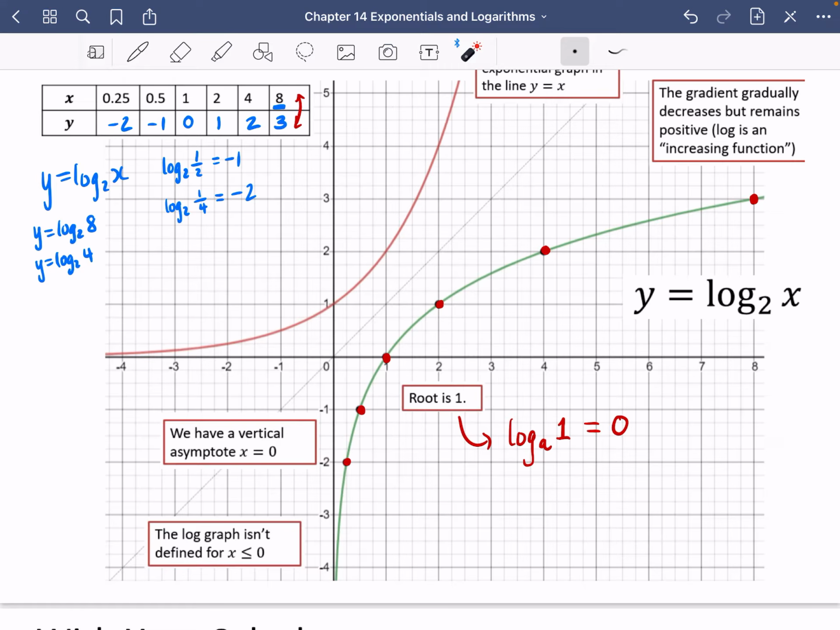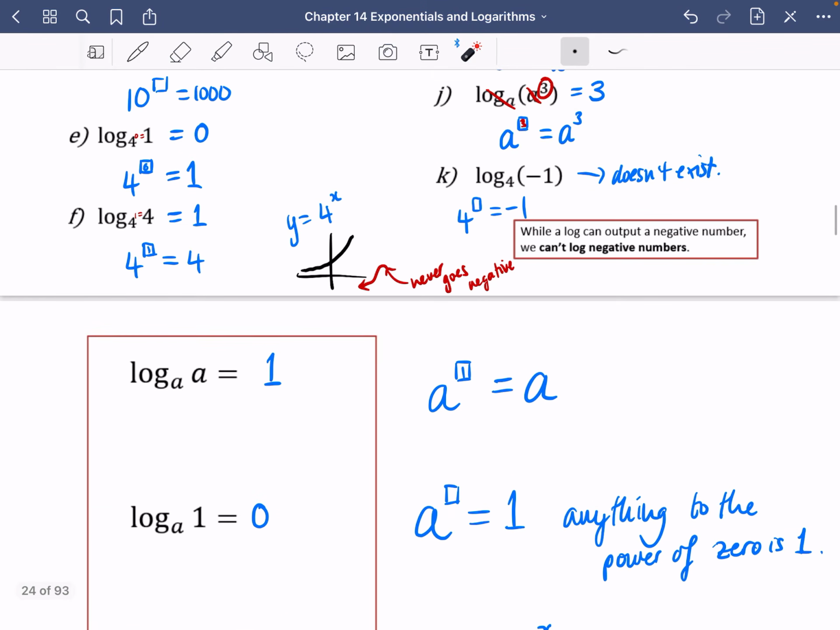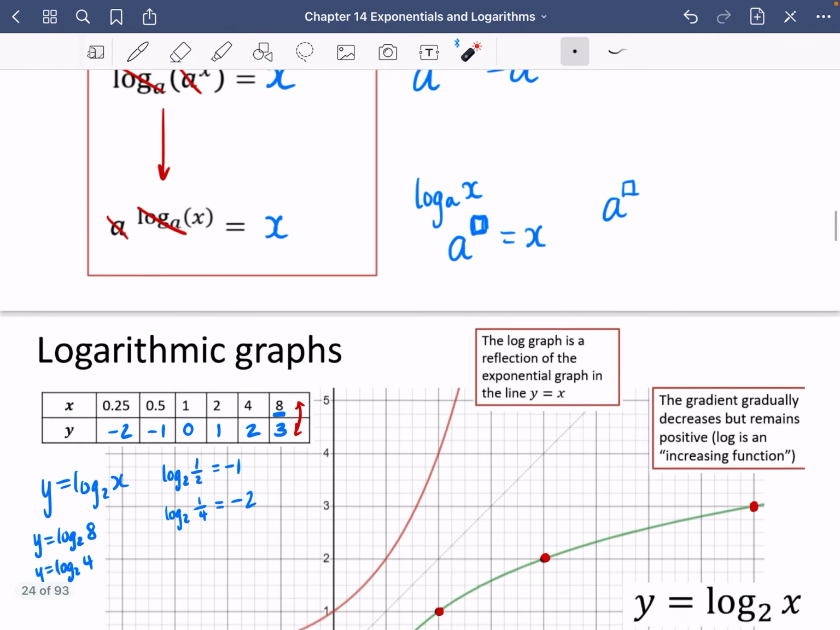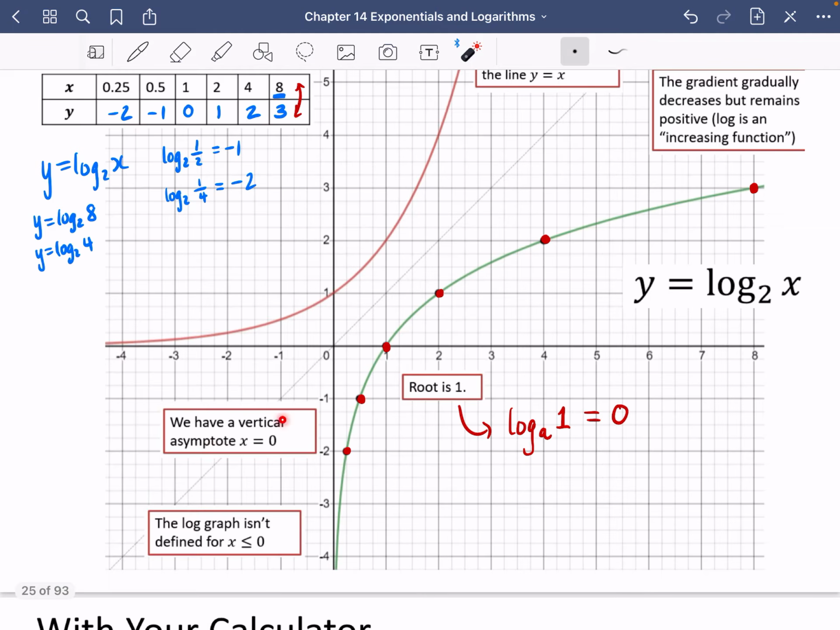Something else that I want you to notice is that we have a vertical asymptote for x equals 0. We've got this line here, and it's never going to touch the y-axis. It's never going to touch the line x equals 0. So this is a vertical asymptote. And the log graph isn't defined for values of x which are less than or equal to 0. That's because of what we said up here, that you can't log negative numbers. In other words, the input for the log can never be negative, meaning we can't have anything on this bit over here.